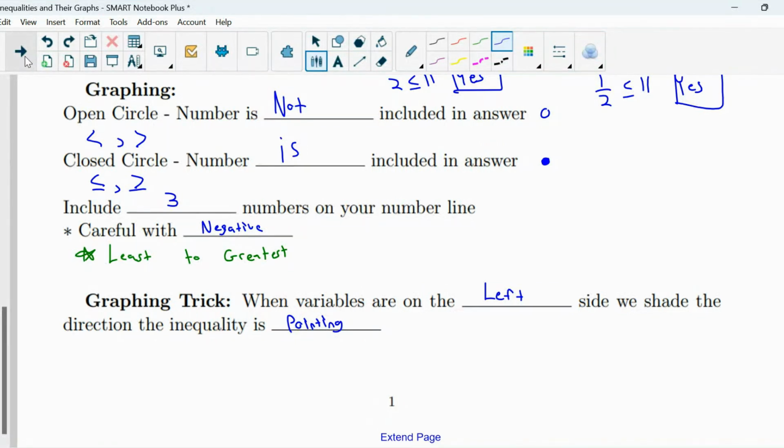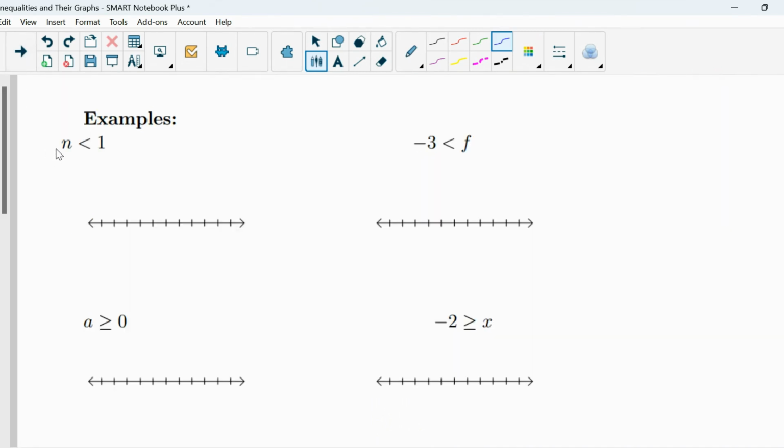Okay, so let's go on to a couple of examples of graphing. Our first example, n is less than 1. Yes, our variable is on the left side, so we can use our graphing trick. On our number line, let's plot 3 points. I'm going to start by plotting the point that is in our inequality, which is 1. Now I'm going to plot a point that is greater than 1, so I'll plot a 2. And I'll plot a point that is less than 1, which can be 0.